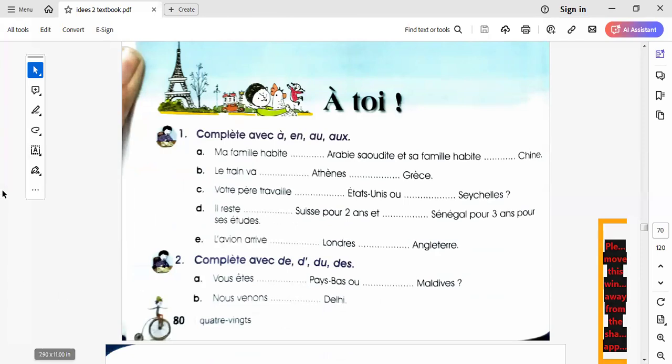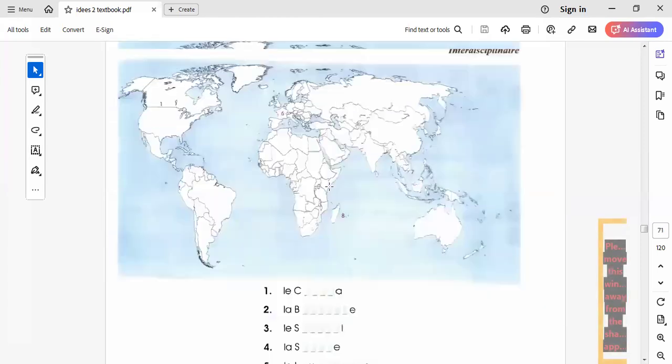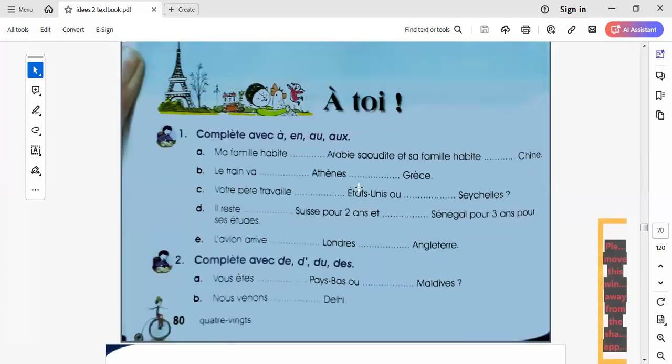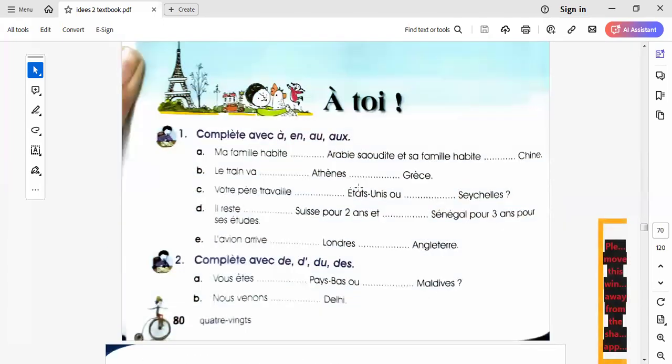Whenever we have separate exercises for these prepositions and those prepositions, the answer is very, very easy to give because we just look at the name of the country and we write the answer. But whenever we have a combined exercise, that is in the workbook, I think. Yeah, it is in the workbook. So in that case, we have to translate the sentence to get the correct meaning to write down the answer. Ma famille habite dash.